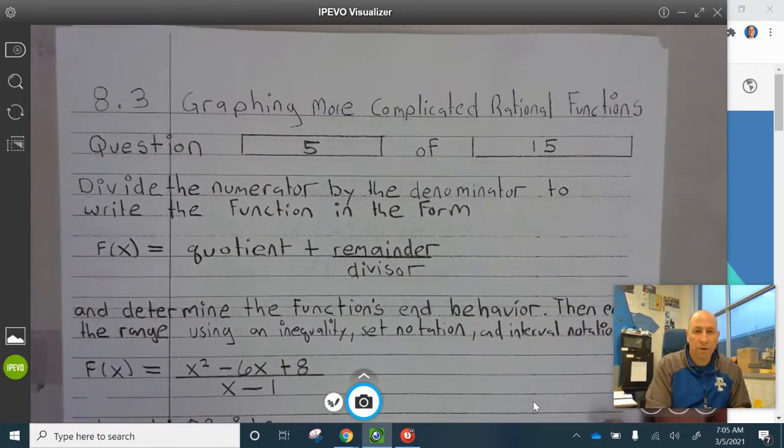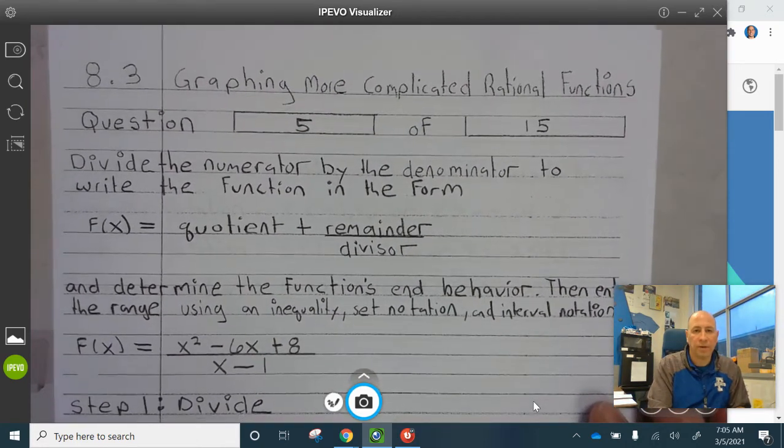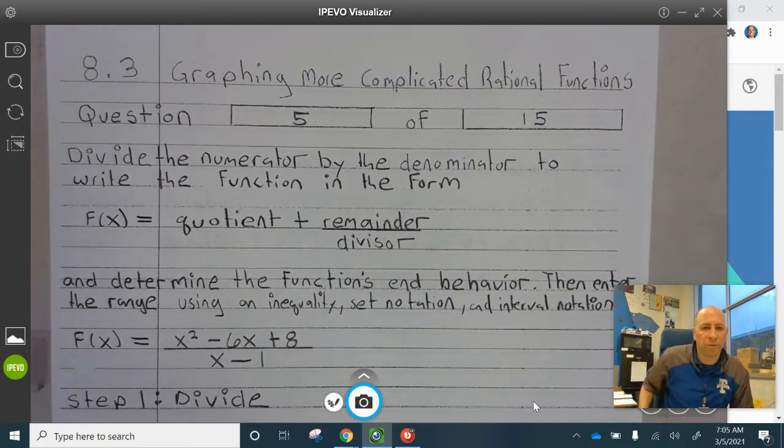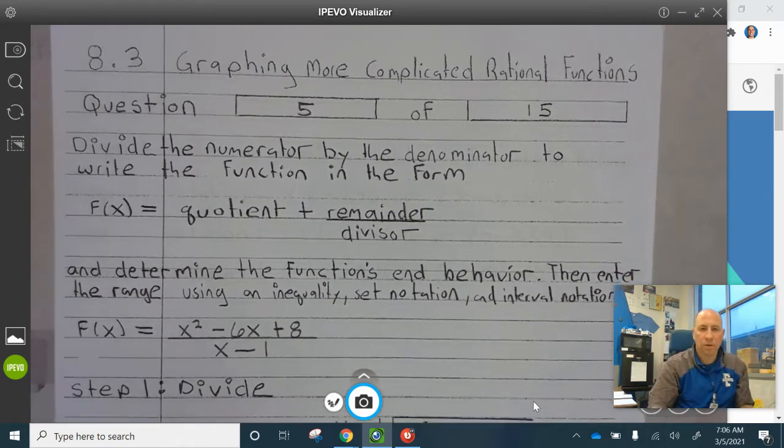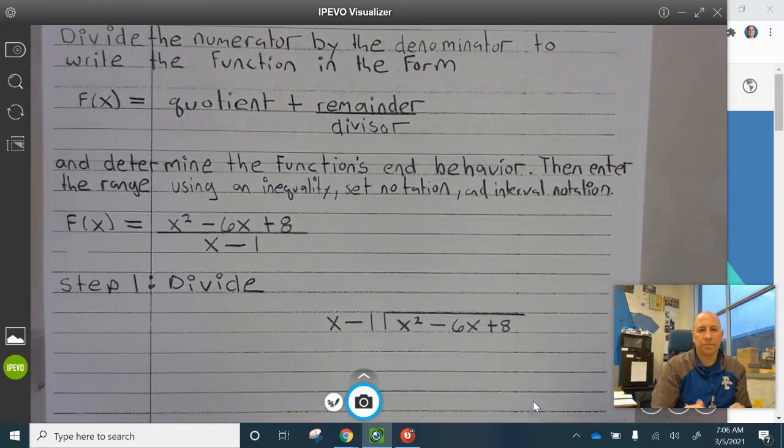All right. Question 5 of 15. Divide the numerator by the denominator to write the function in the form f of x equals quotient plus remainder. Okay. And determine the function's end behavior, then enter the range using inequality, set notation and interval notation. So you have f of x equals x squared minus 6x plus 8.